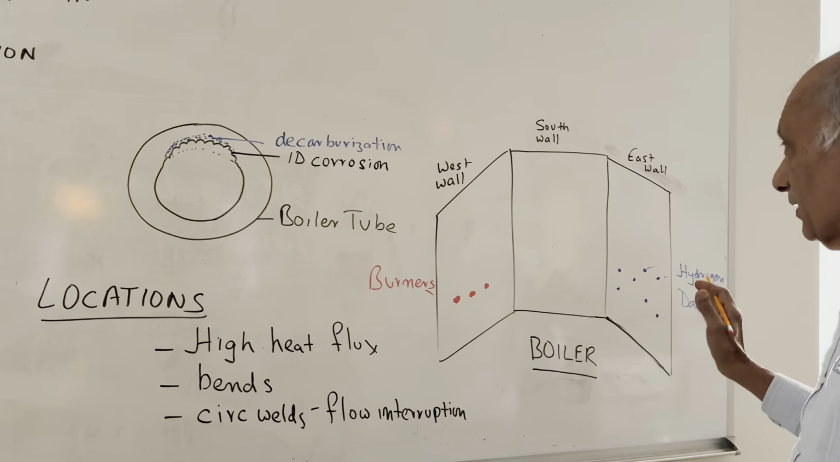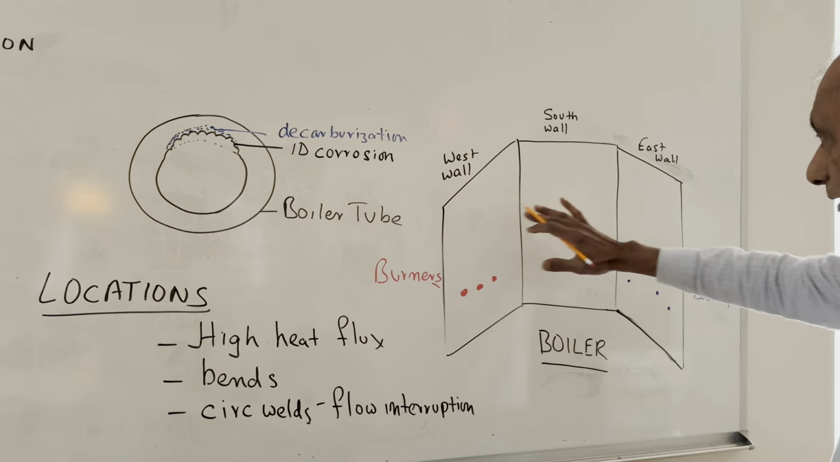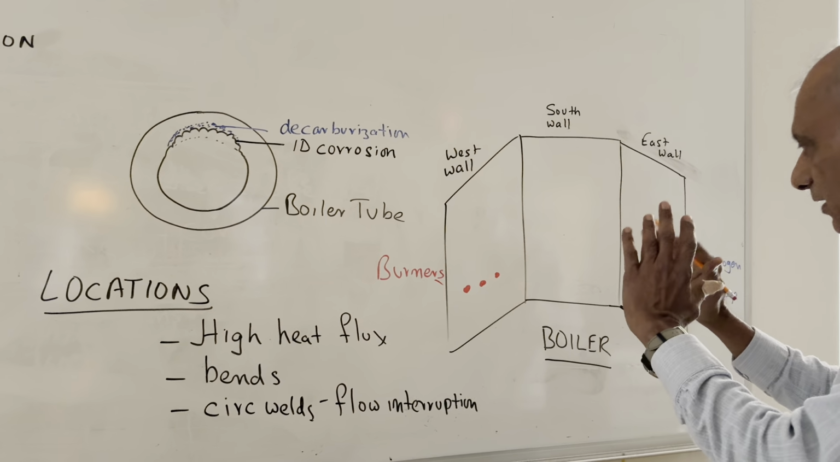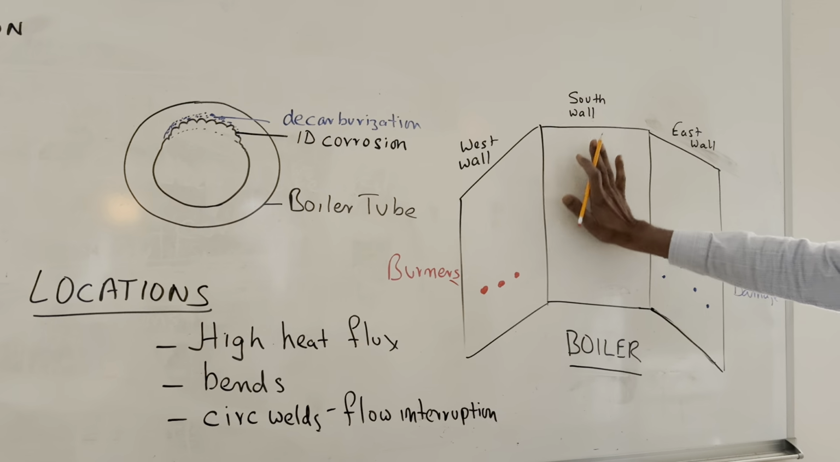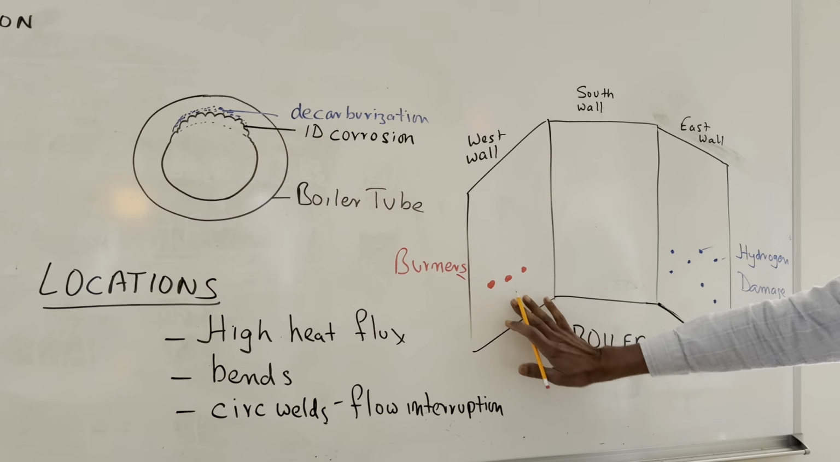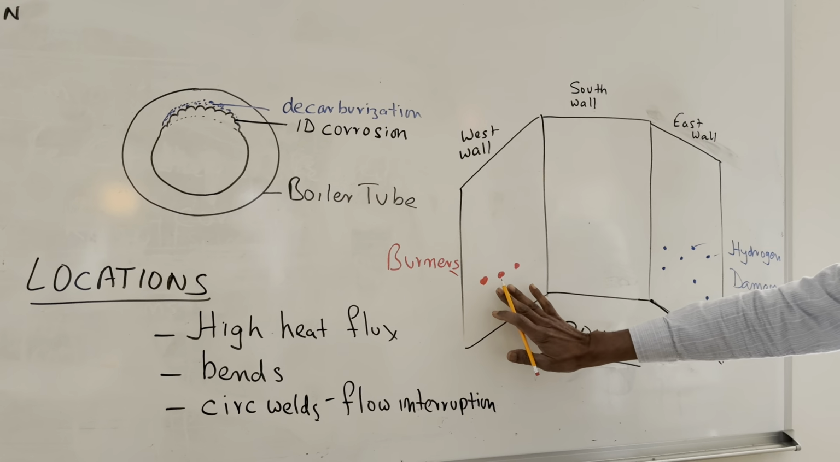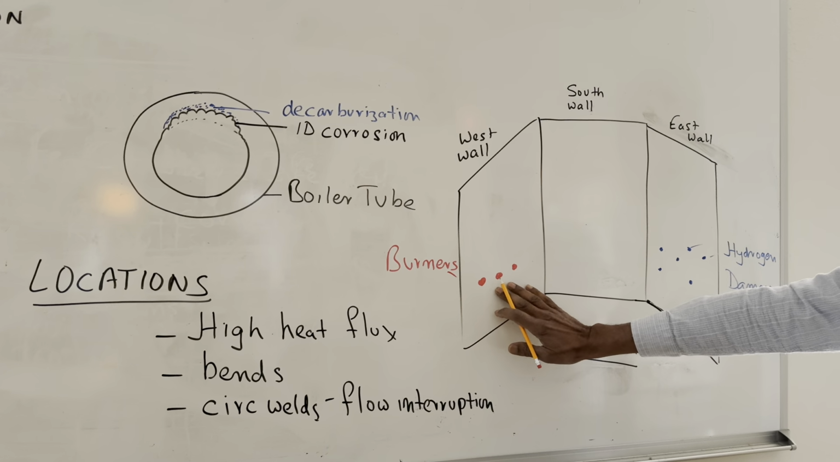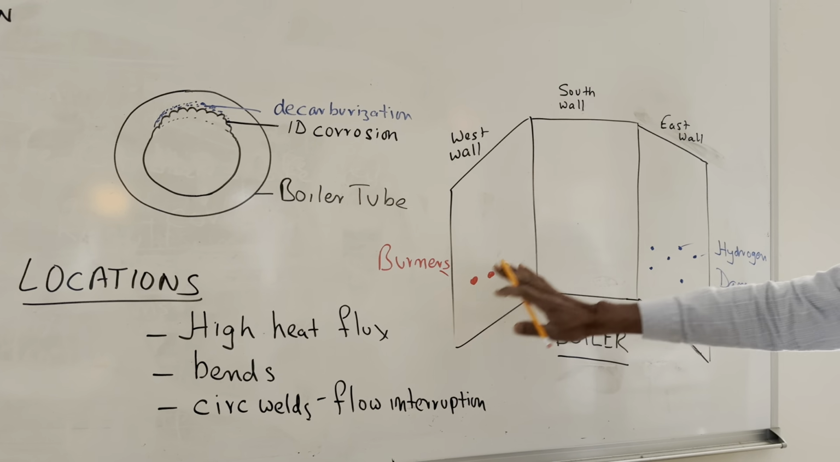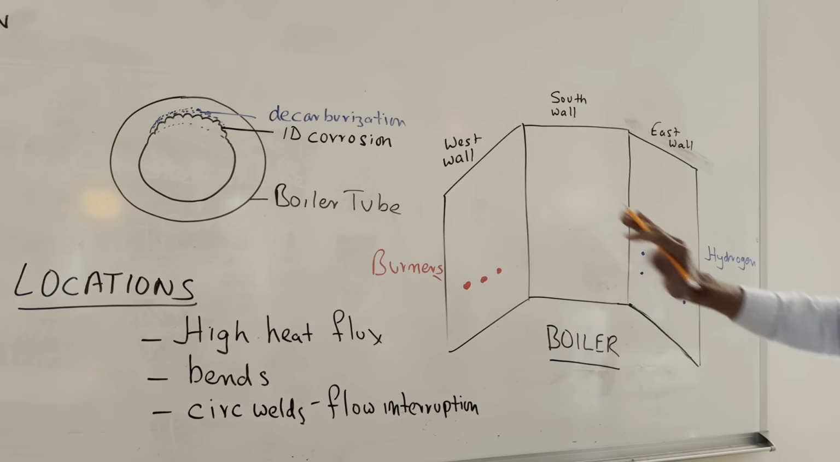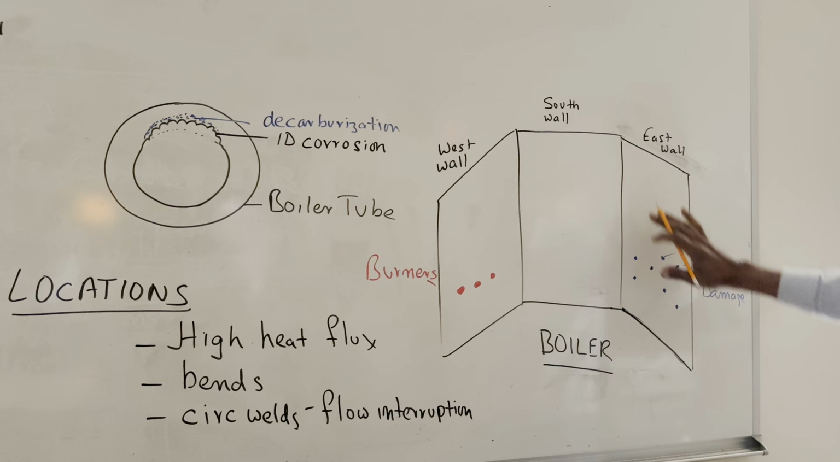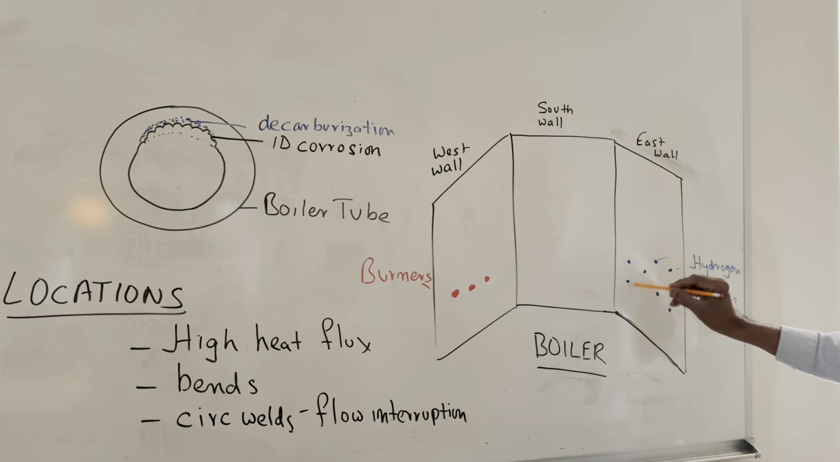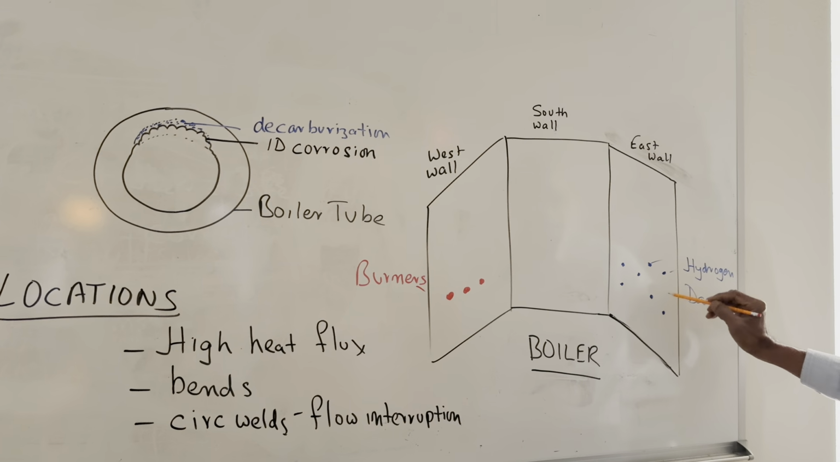So now I'm showing you a boiler here, and I just opened up the walls. If this is the south wall, and this is the west wall, which has the burners, hydrogen damage will happen on the wall which is across from the burner wall. So this is the west wall. It will actually happen on the east wall, and that's where you will see it.